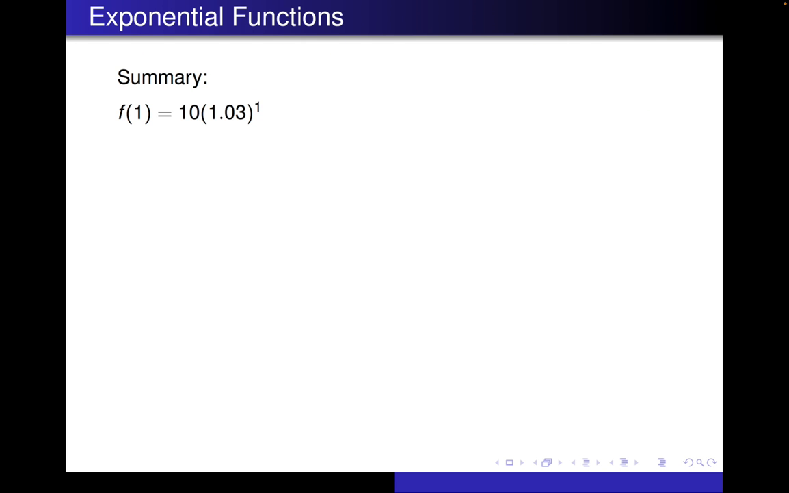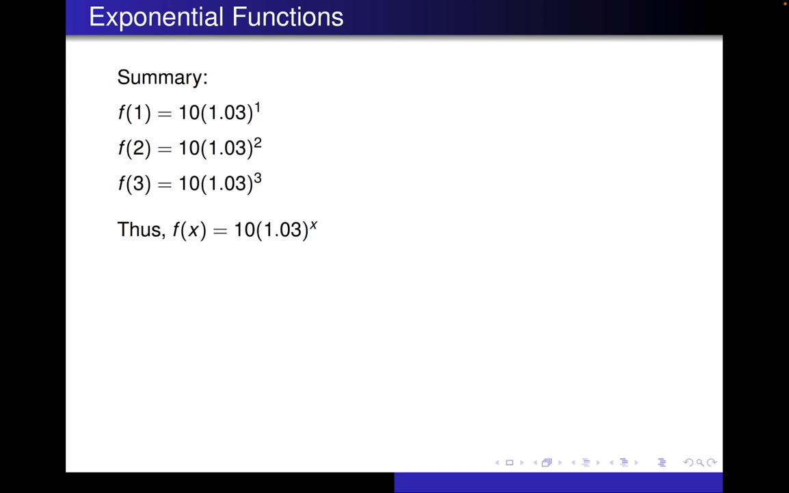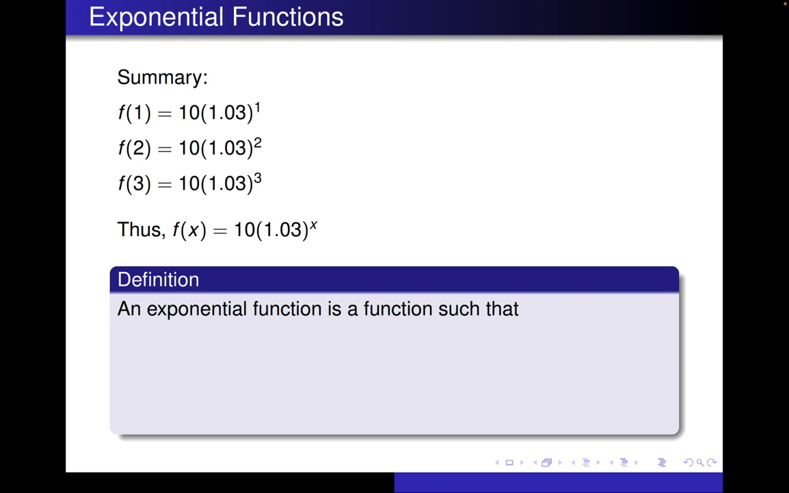So in summary, f of 1 is equal to 10 times 1.03 to the 1. F of 2 is 10 times 1.03 to the 2. F of 3 is 10 times 1.03 to the 3. I think we have a pattern here. In general, f of x is going to be 10 times 1.03 to the x. And that's put in the form of our exponential function.